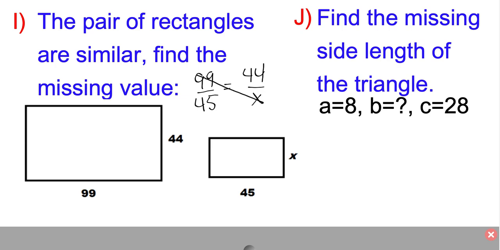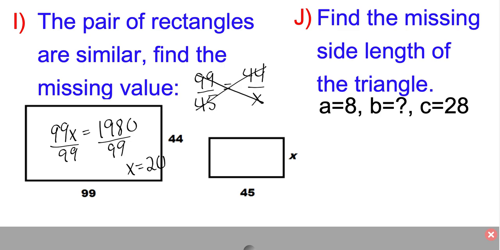So that would be 99x. I'll do it inside our rectangle over here. And then 45 times 44 is 1980. And then we got to divide those out. So divide by 99, and you get x equals 20. That kind of works out to a nice number there. All right?